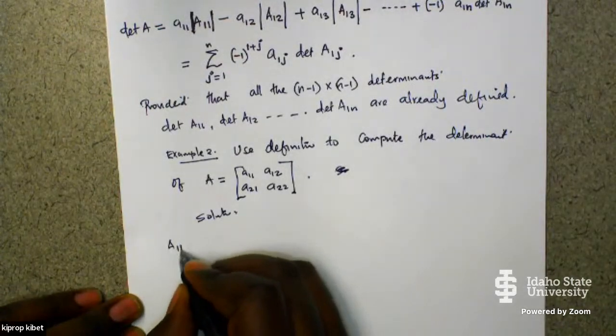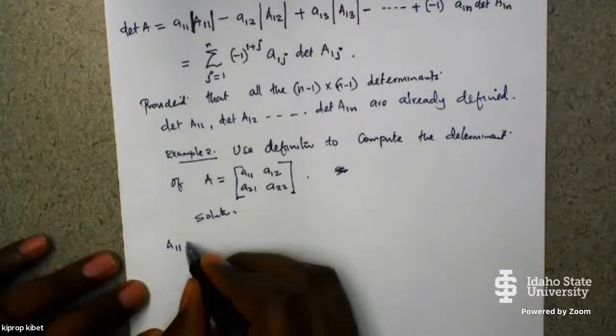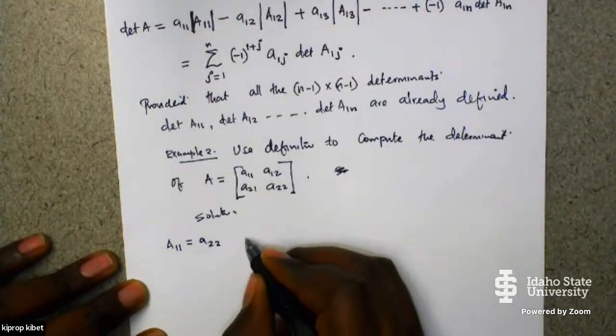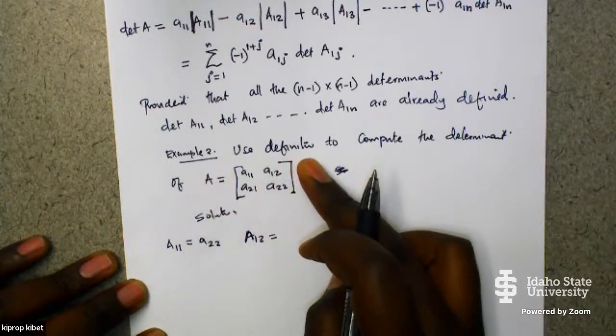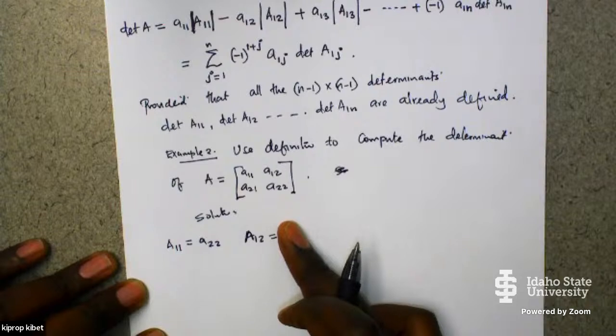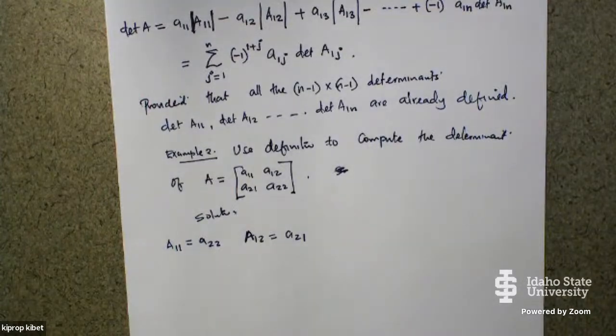So what is our A11? We delete the first row and the first column. So it will be what? A22. So A11 will be a22. Capital A12 will now be, we delete the first row and the second column, which will be a21. Now, using this definition, let's get the determinant.